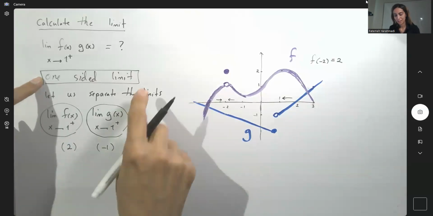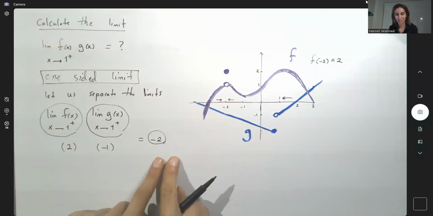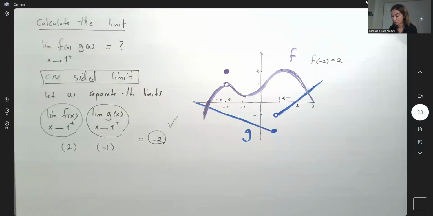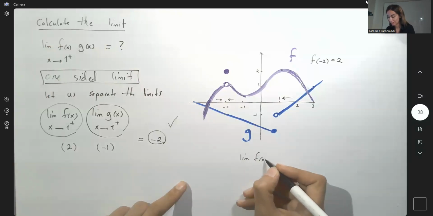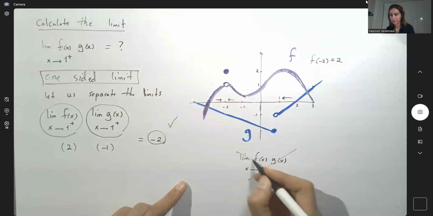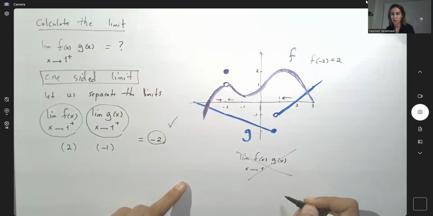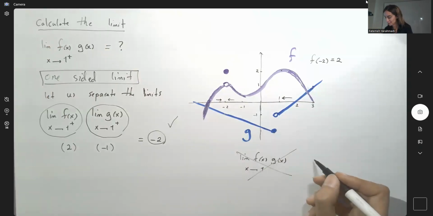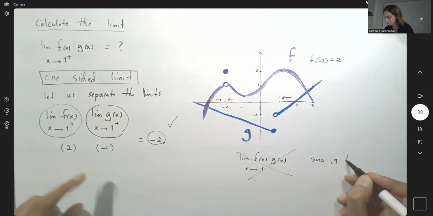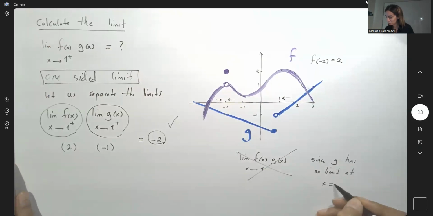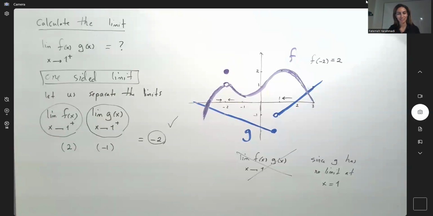So the one-sided limit of the product can be calculated. There is no issue here. But again, if I ask you to find the limit of f of x times g of x as x approaches 1, I'm going to say that, hey, it cannot be calculated because function g has no limit at 1. Since g has no limit at x equals 1, this guy cannot be calculated. Just one-sided limit.